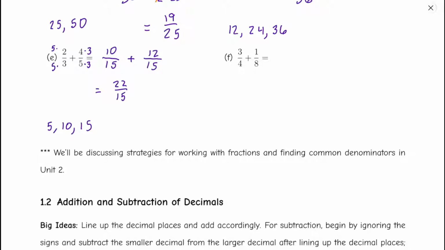Okay, 3/4 and 1/8. Again, I'm going to just start with the 8. Oh, and I can be done because 4 already goes into 8, so there's nothing more to do. So it's 2 times 4 is 8, so we go 2 times 3, which is 6. And then 8 times 1 is 8, so we go 1 times 1, which is 1. And then 6/8 plus 1/8 is 7/8, and we cannot reduce that. Note, we will be discussing strategies for working with fractions and finding common denominators in Unit 2.